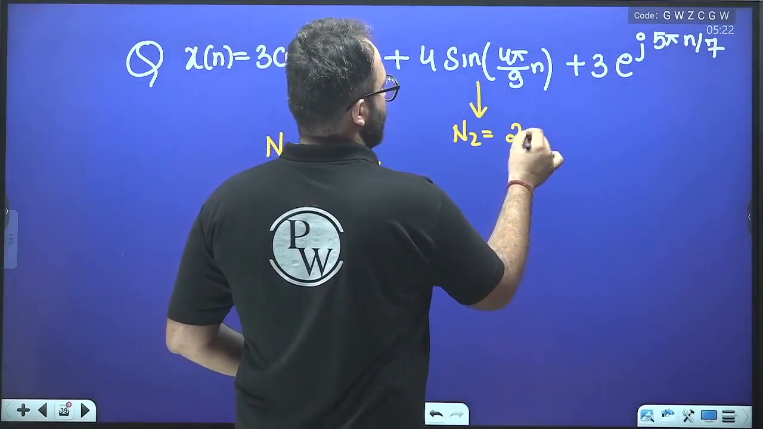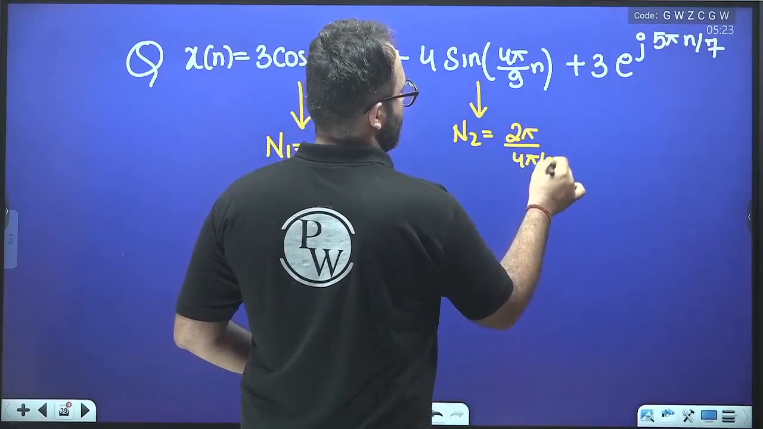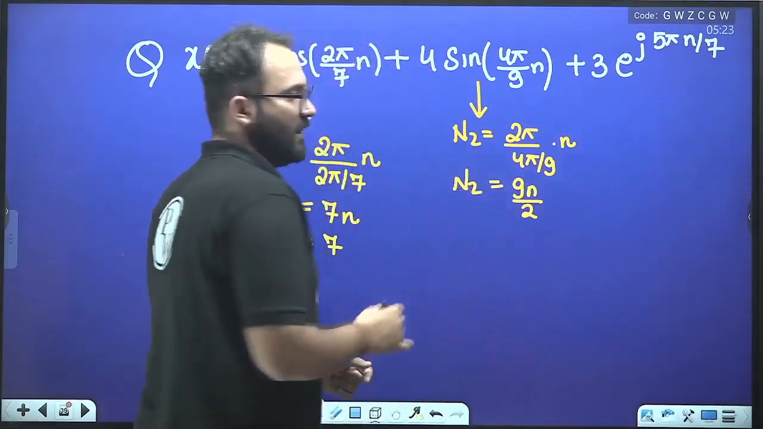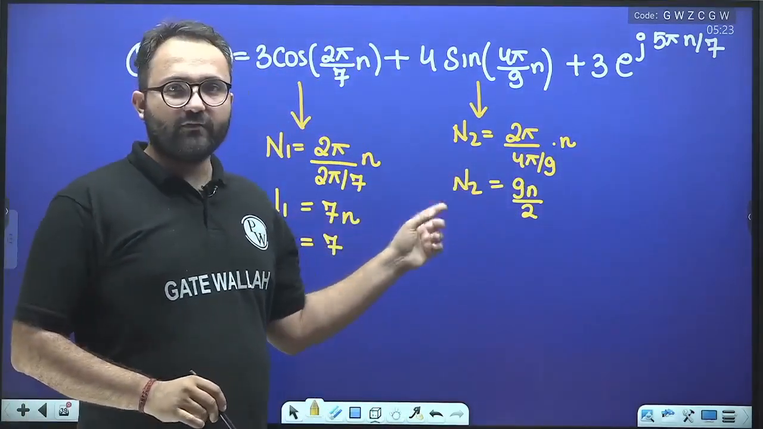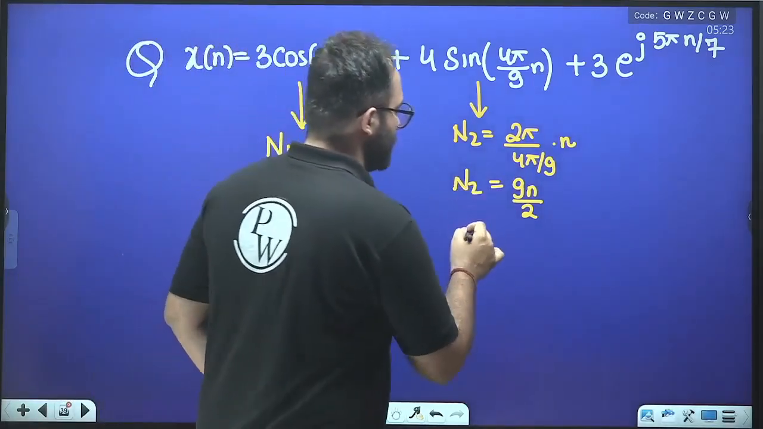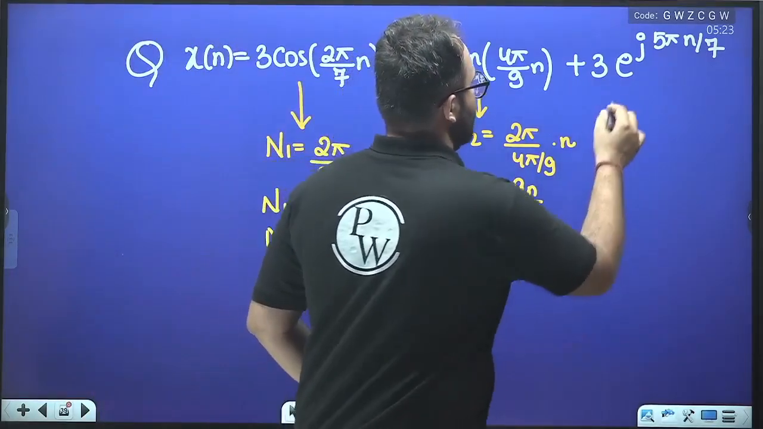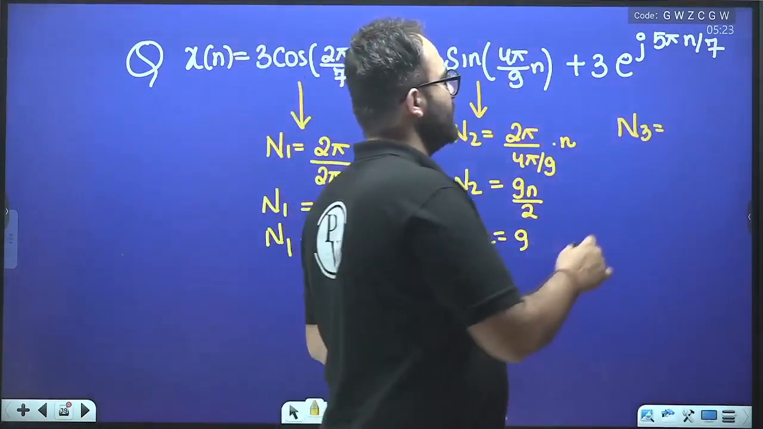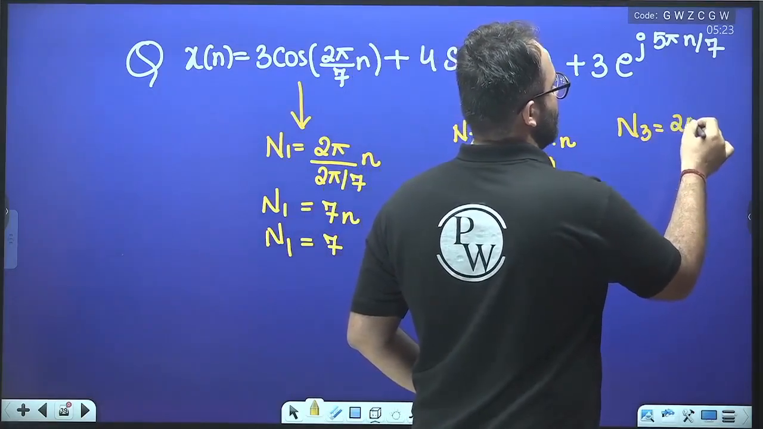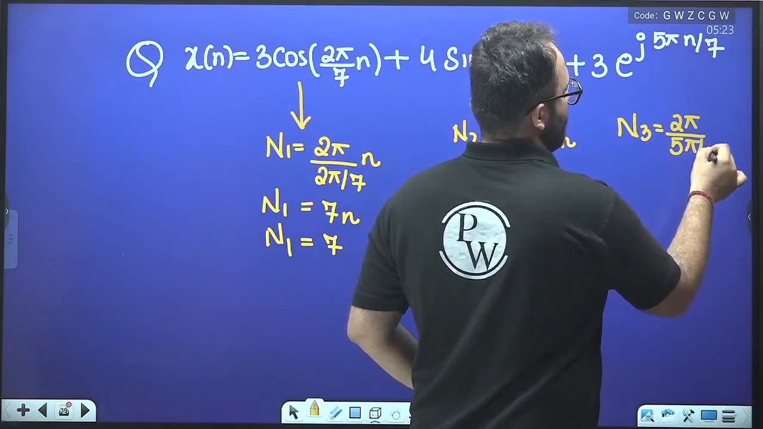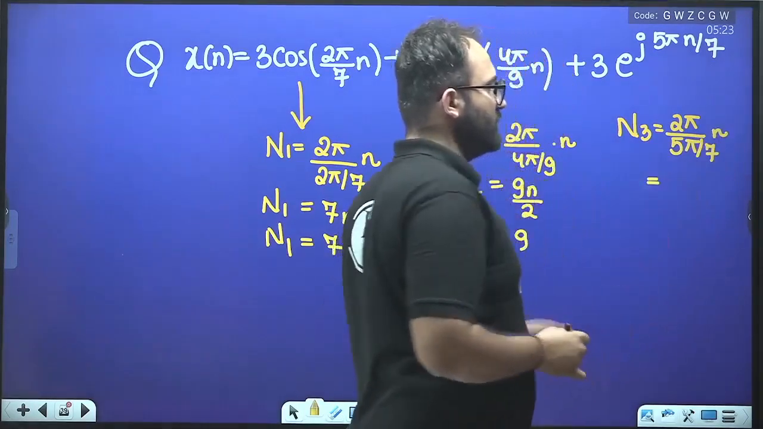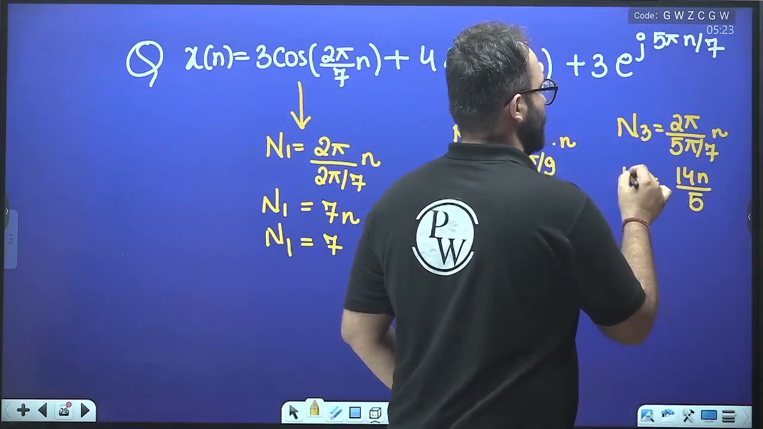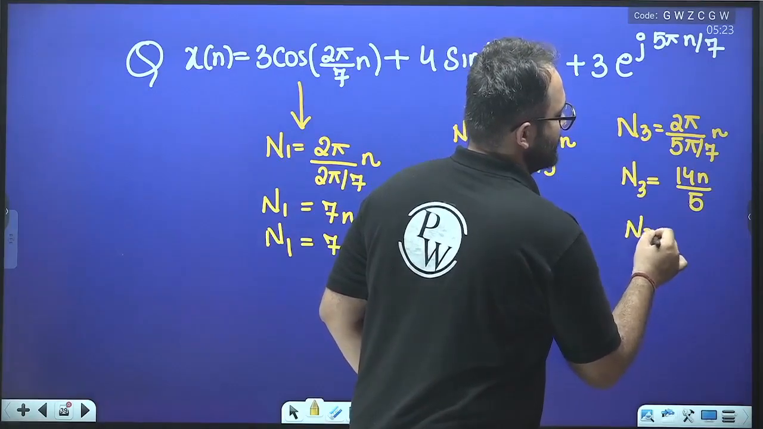N2 is equal to 2 pi upon 4 pi by 9 n. So this is 9n by 2. This is your N2, and here we can see that for the minimum integer value of N2, we have to put small n equal to 2. So N2 is equal to 9. Third, N3, we can see that it is 5 pi by 7. So the period is 2 pi over 5 pi by 7 n. So this will cancel out and it will become 14n by 5. So we can see that N3 is equal to 14.